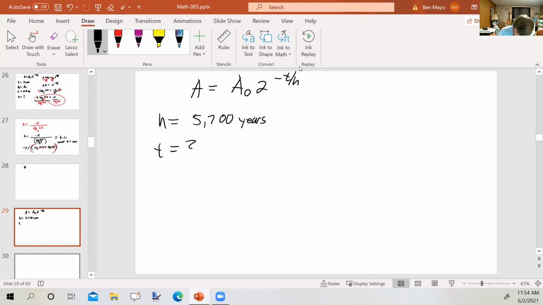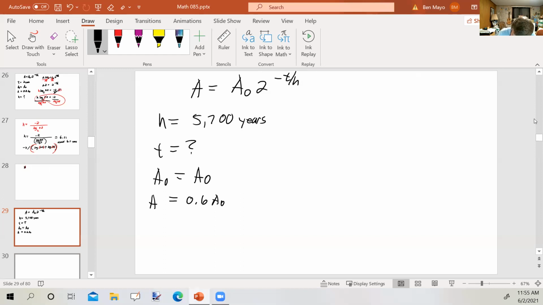Time is what we're looking for, the unknown. So again, our starting amount and our ending amount. It doesn't tell us. It says a bone fragment analyzed by archaeologists contains 60% of the carbon-14 that is assumed to have had initially. So the initial amount is A sub 0. Now, in the previous two problems, they told us what decayed, so we subtracted that from 100%. But in this problem, they tell us what is left. And it says it has 60% of what began. So the ending amount, A, is 60% of A sub 0, or 0.6.